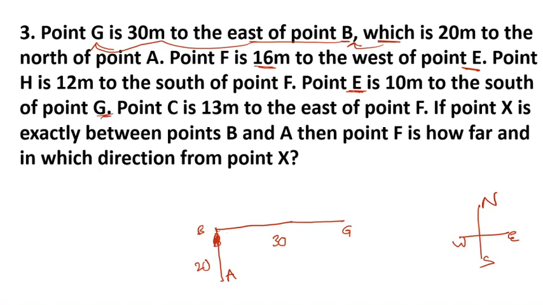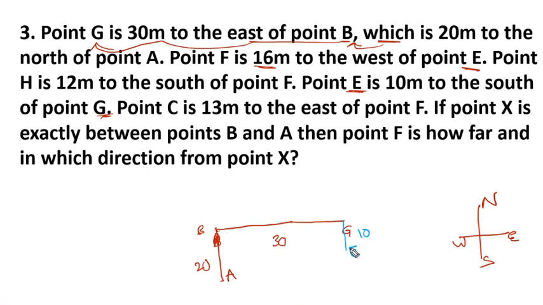So let me change the color. To the south of G, E is present by 10 meters. We know that parallel lines share the same distance. So the distance between A and B is 20, which implies the distance between G and E is also 10. So to the south of G by 10 meters, the point E is present.